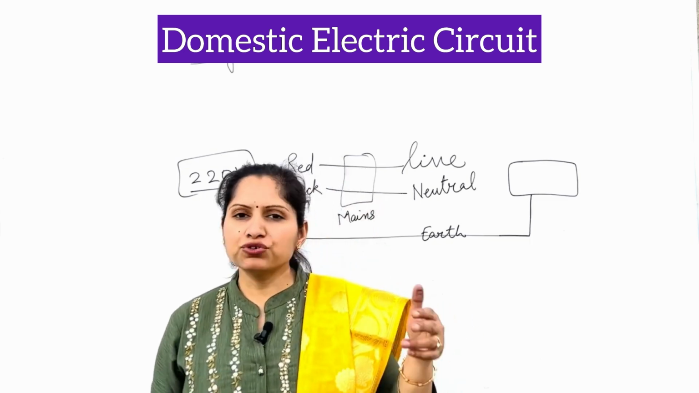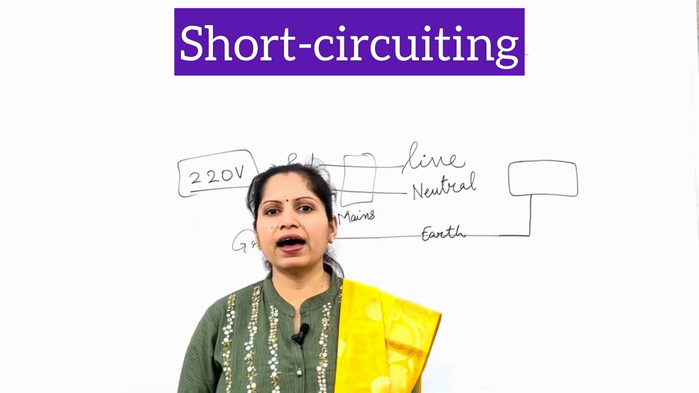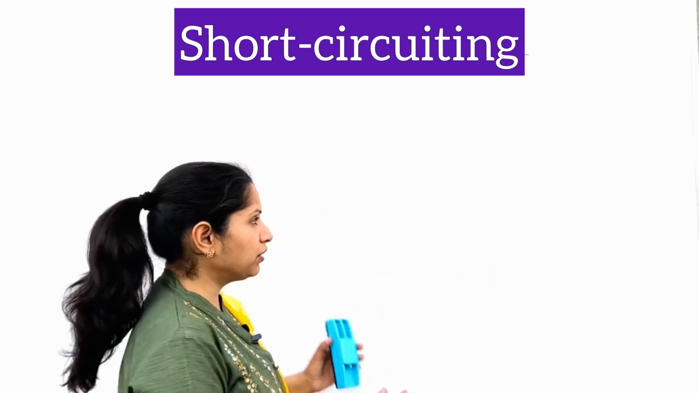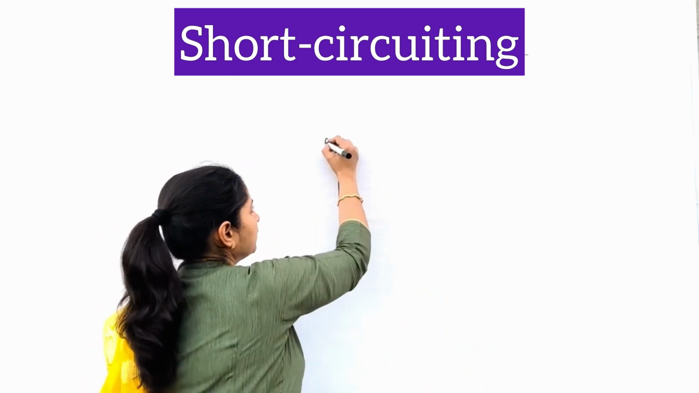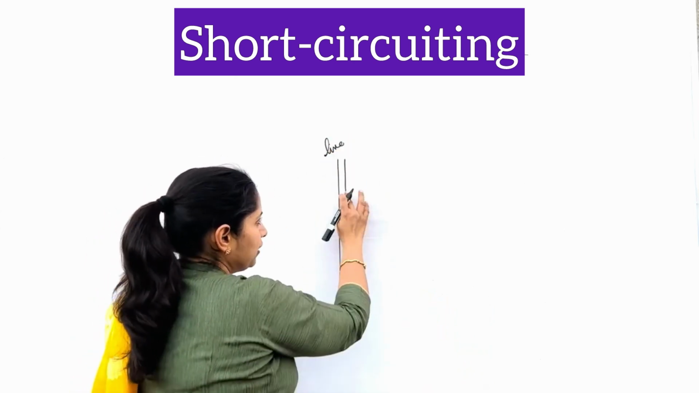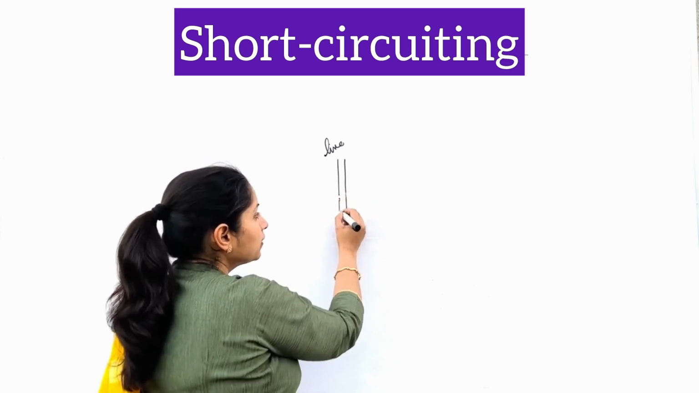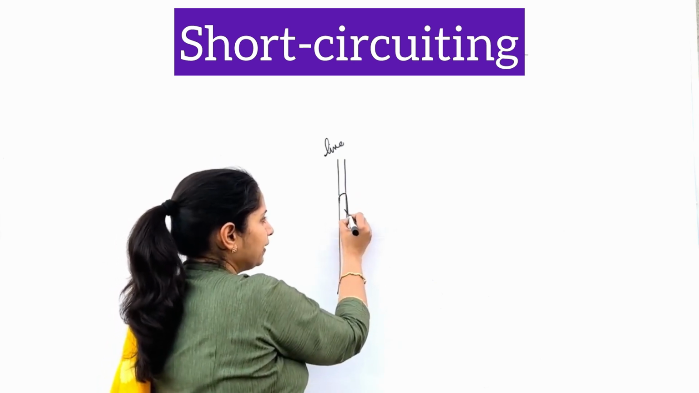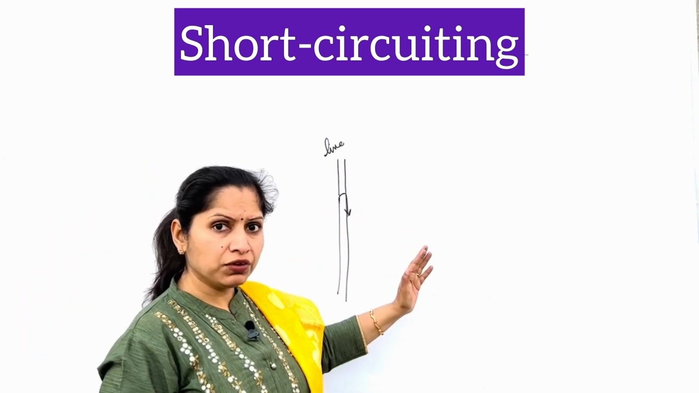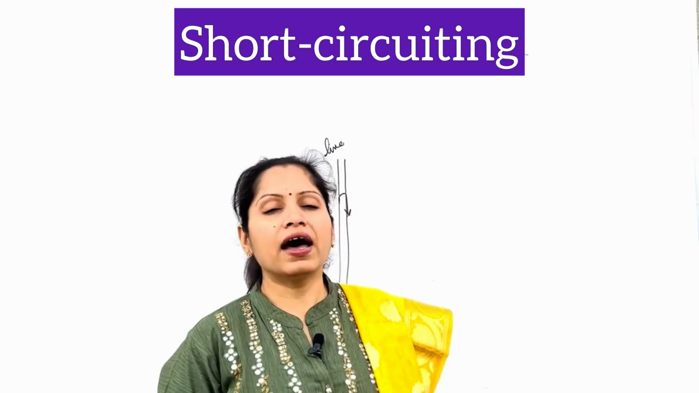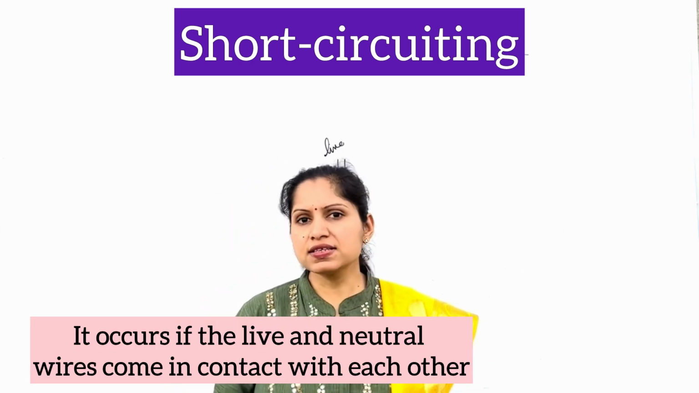Now we have two more topics left from this chapter, that is short circuiting and overloading. First is short circuiting. You all know that the live wire and neutral wire have a very high potential difference. If the live wire and neutral wire accidentally come in contact with each other, if the insulation over them is damaged somewhere and they directly come in contact, then the current from the live wire will pass directly. Since there is a large potential difference between them and no appliance in their pathway, a lot of current from the live wire will go into the neutral wire, and this is known as short circuiting.